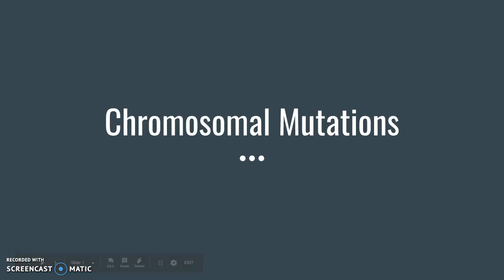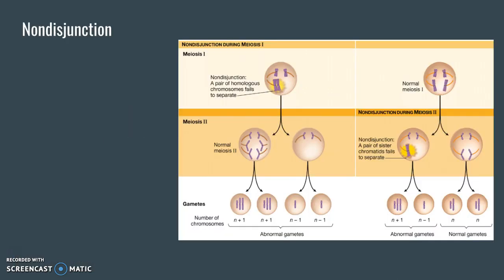Alright, now we're going to talk about chromosomal mutations. And the first one we're going to talk about is the most common, and that is non-disjunction. Non-disjunction can occur in either meiosis 1 or meiosis 2. We're going to look at meiosis 1 first.